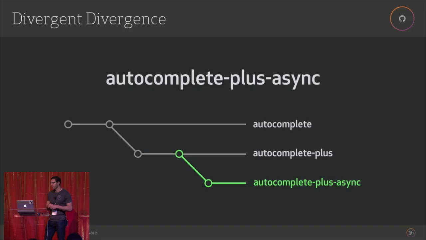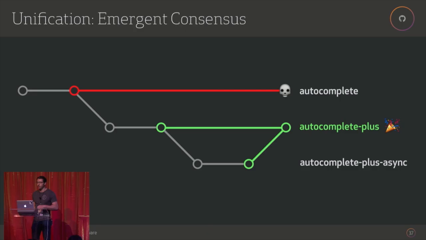So this other package came out called Autocomplete Plus Async. And because of the package ecosystem, there's no consensus needed. Nobody needs to agree. It can just come out, and developers can immediately write packages against it, and users can immediately download it. Then this package led to talk about unification. We're all doing the same things, so let's get pointed in the same direction. And so the async API was added into Autocomplete Plus. At that point, Autocomplete Plus had totally won.